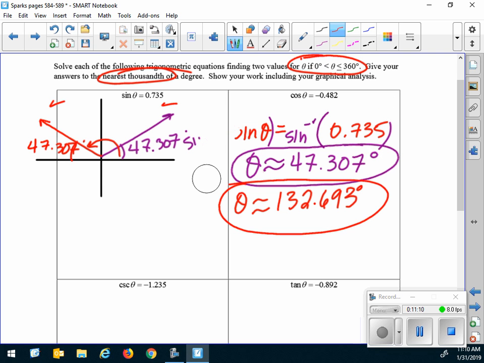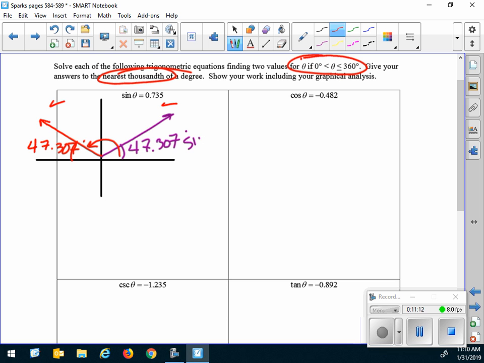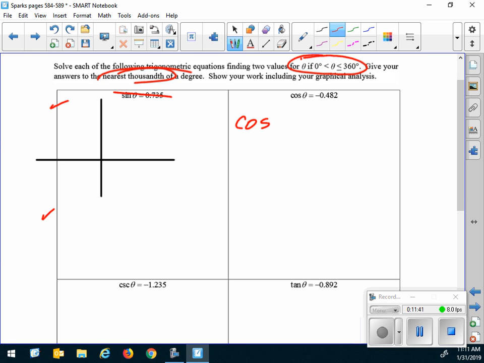All right, here we go. Cosine of theta is negative 0.482. What quadrants should we be in? 2 and 3, because cosine is negative in quadrants 2 and 3. How do I figure out theta? What inverse? Cosine inverse. Now listen, I want you to write this down. I want you to write.